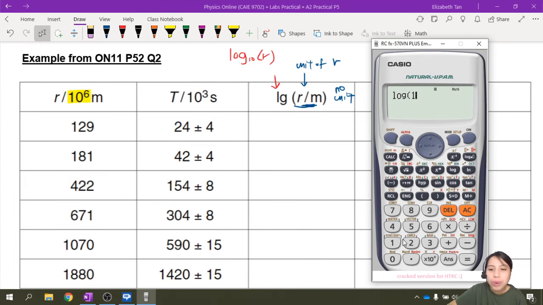Log of 129. That's this one. Don't forget the power. Just throw it in. Times 10 to the 6. Wow, so big. 8.110. Now, how many SF? How many DP? What is going on?